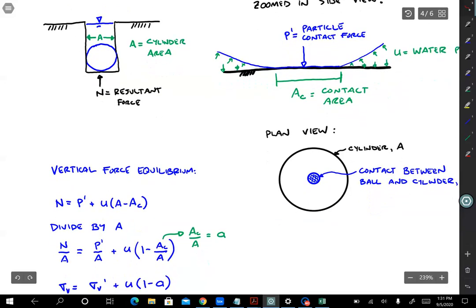Then what we said before was that vertical effective stress is the average of the contact forces divided by the area. The reason why we've done a cylinder is that it's easy for us to know the representative area. It's just A. So if we divide by A, we get N divided by A, which is equal to the vertical total stress. Then P prime divided by A, which is the vertical effective stress, plus this pore pressure times 1 minus AC over A. And we'll introduce a new terminology. AC over A is equal to lowercase a. Both AC and A are constants, so we can group them together into another single constant, lowercase a.